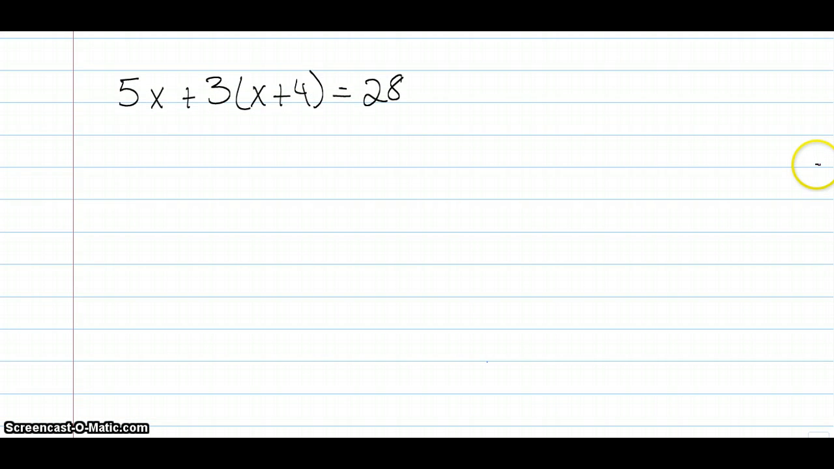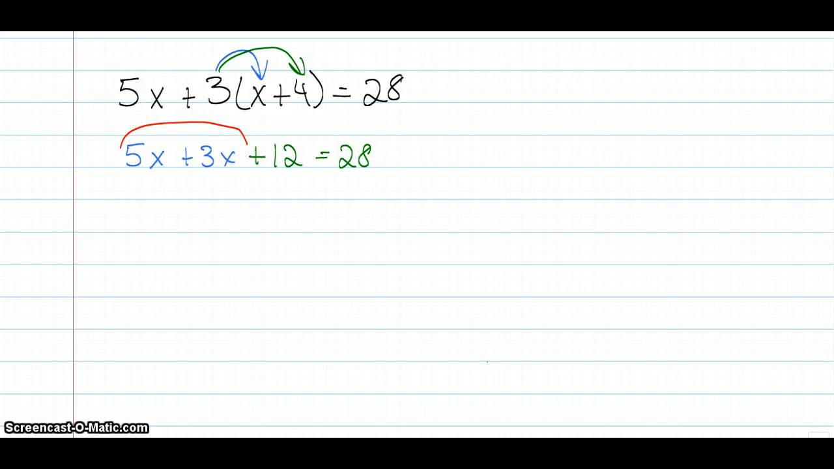Now I have 5x plus 3 times x plus 4 is equal to 28. I'm going to bring down my 5x, nothing I can do with it now. First thing I have to do is distribute this positive 3. Positive 3 times x gives me a positive 3x. Positive 3 times positive 4 gives me a positive 12. And all of that is equal to 28. I'm going to combine my like terms. 5x plus 3x is going to give me 8x. So now I have 8x plus 12 is equal to 28.